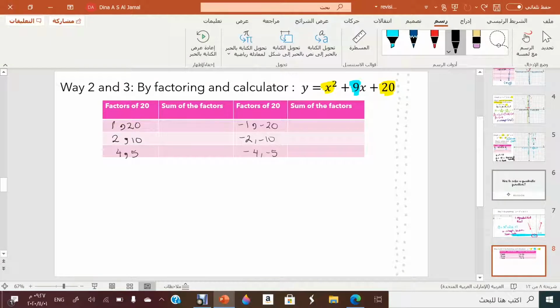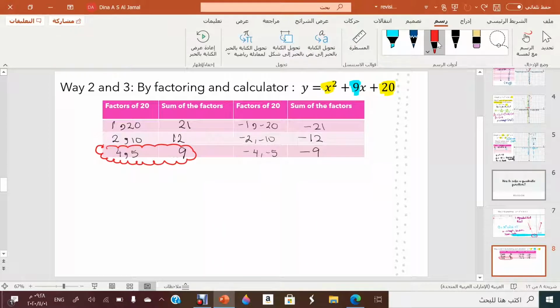So let's add this one. 20 plus 1, it is 21. 2 plus 10, it is 12. 4 plus 5, it is 9. Minus 4 plus minus 5, it is minus 9. And here it is minus 12. Here it is minus 21. Now, it is clearly that this is the only one which is giving you your solution. If you add them together, it will give you 9x.